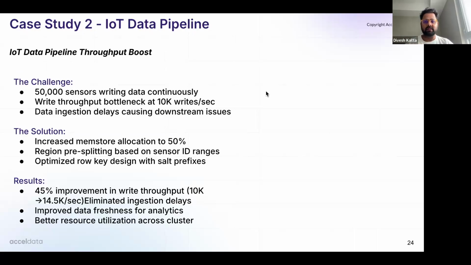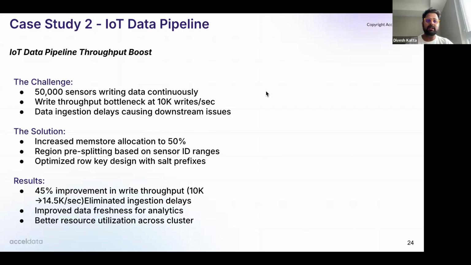With the default configuration, the bottleneck wasn't hardware, it was configuration optimized for the read workload being used for the write workload. The key insight was the default memory allocation of 25% block cache and 40% mem store was backward for their use case. They didn't need much caching because they rarely read old data, but they needed maximum write buffering. By increasing the mem store allocation to 50%, we reduced the flush frequency and improved the write batching. This allowed the system to handle burst writes more efficiently and reduce IO pressure.